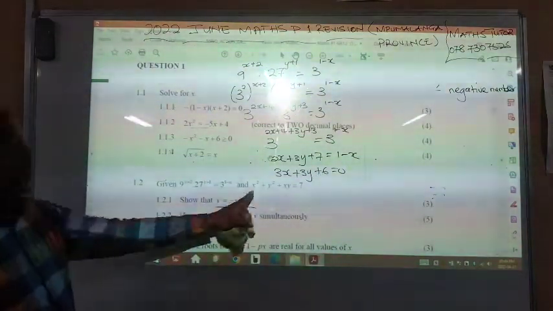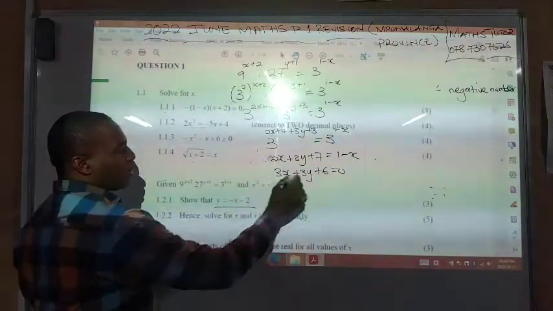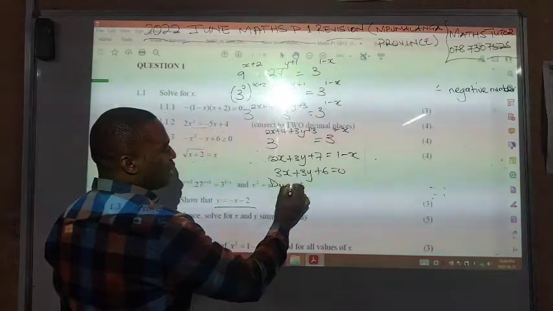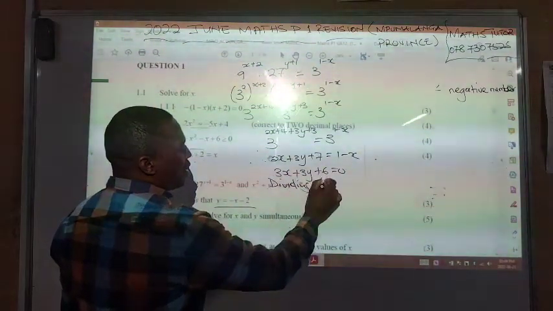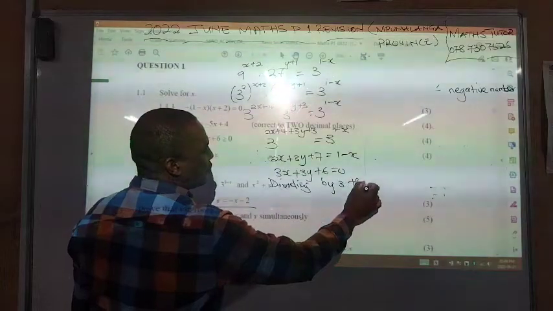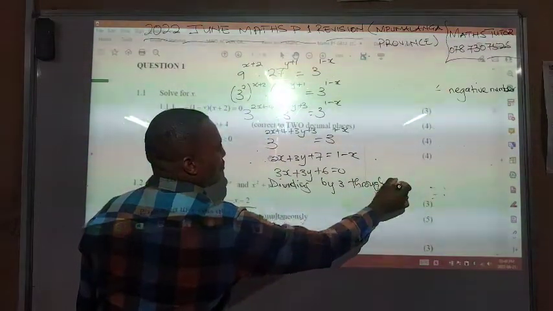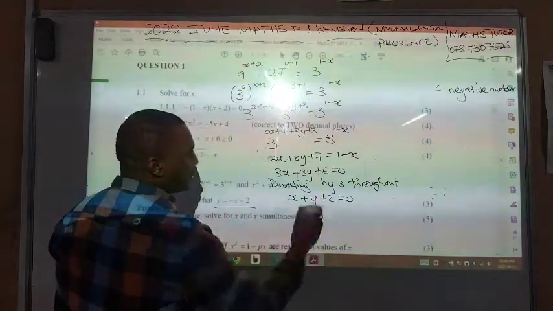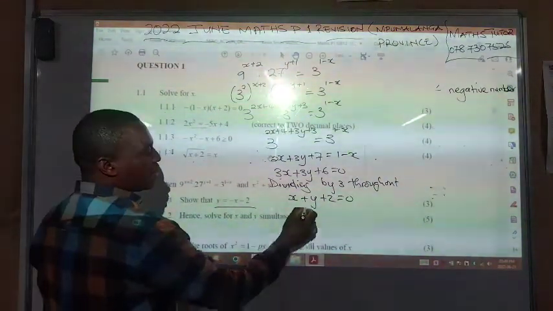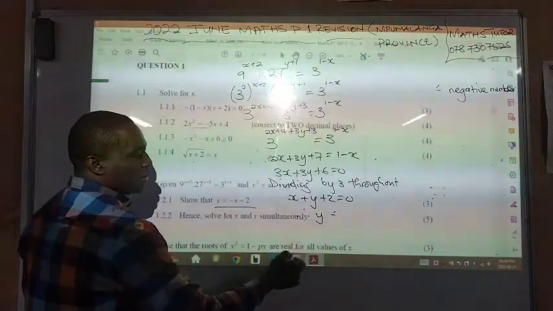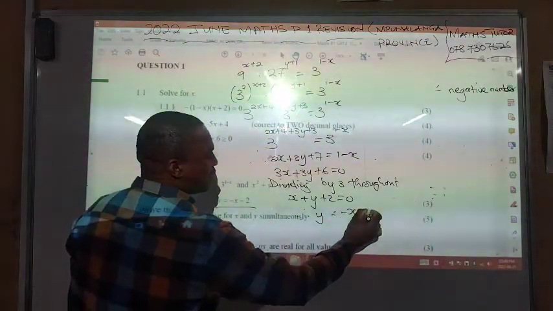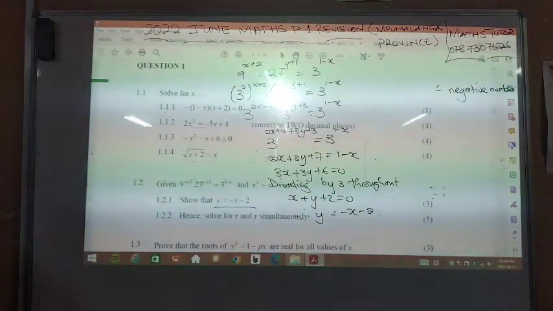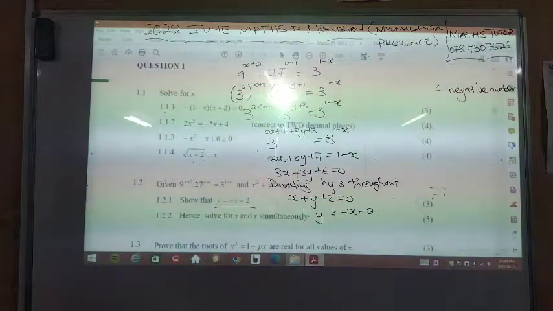And then we can see that 3 is a common factor, so we can reduce this linear equation by dividing by 3 throughout. That will be x plus y plus 2 is equal to 0. And making y the subject, therefore, y is equal to negative x minus 2, which is what the question wanted us to show on 1.2.1.